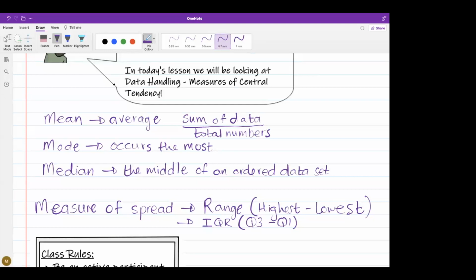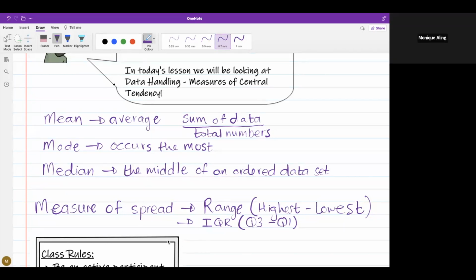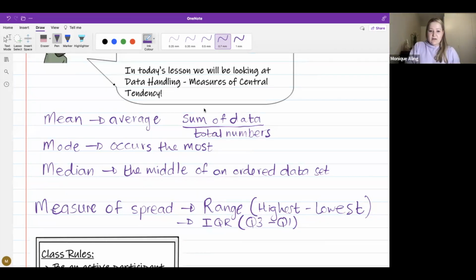Okay, how do you guys feel about summarizing data? Is it one of your favorite topics? Are you guys ready to do some questions? Let me know in the chat. Ready. Hates it. Oh, IQR. Ready. Okay. Questions, please. We are ready.